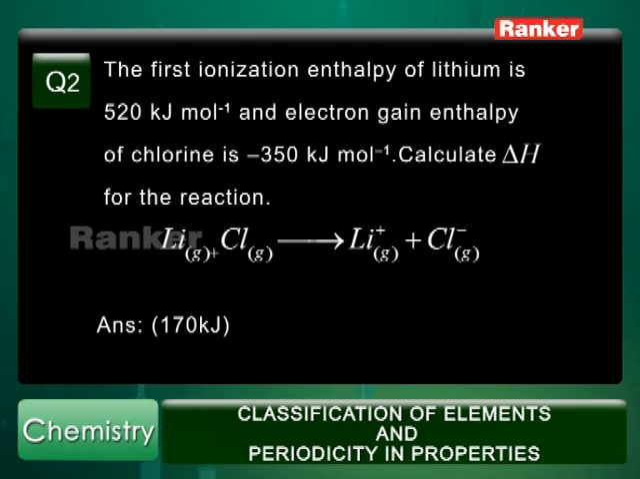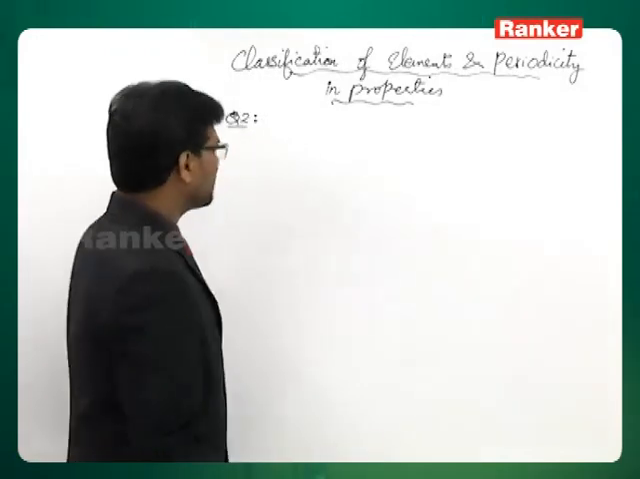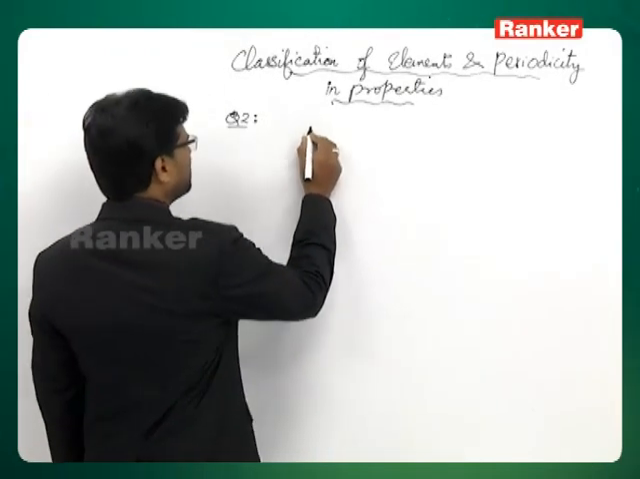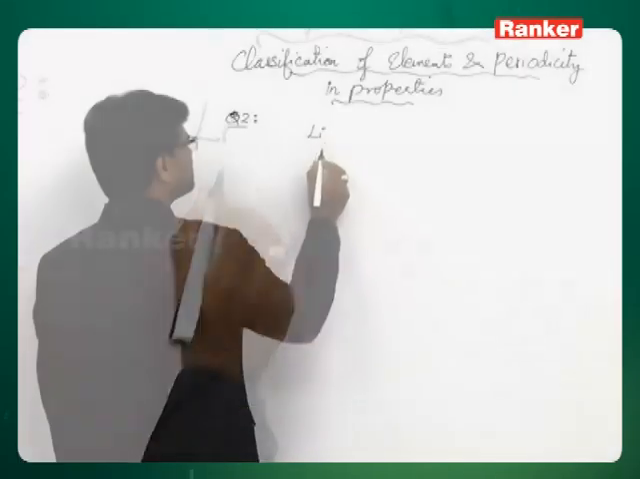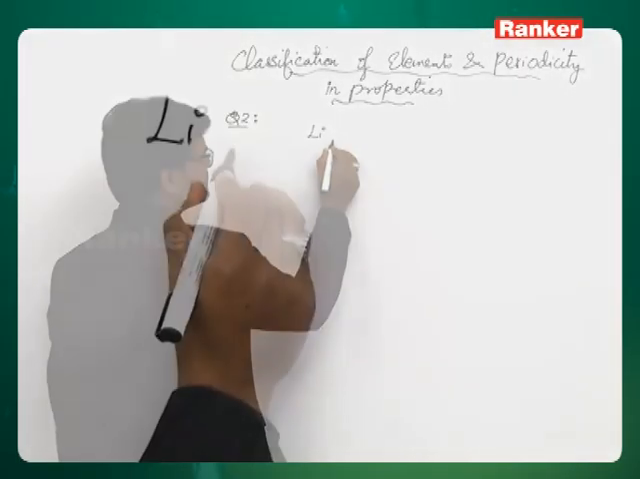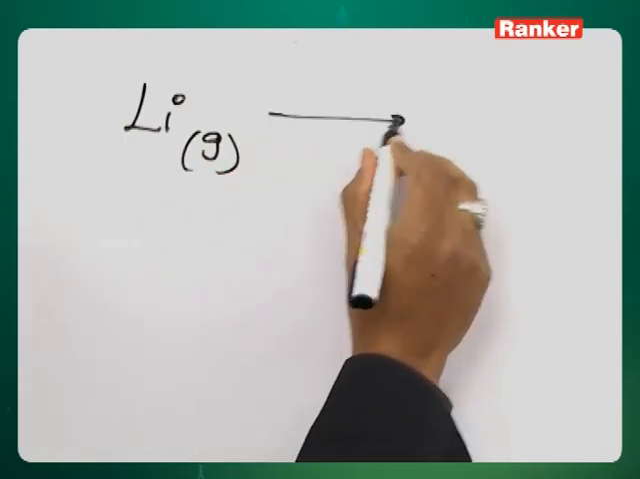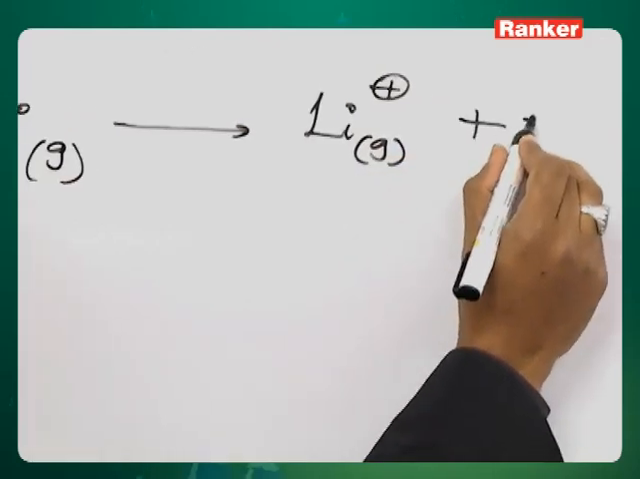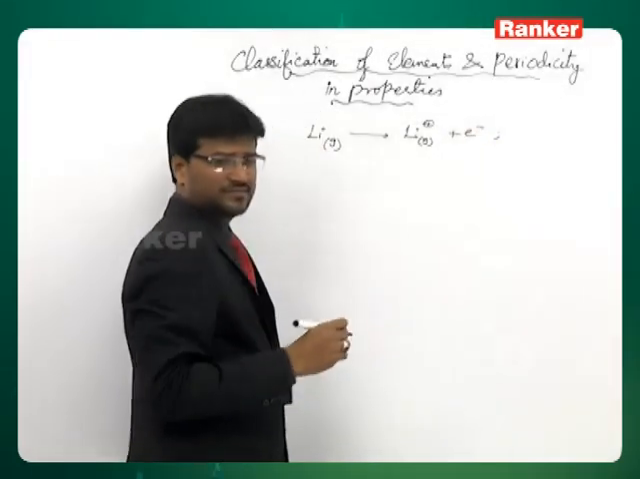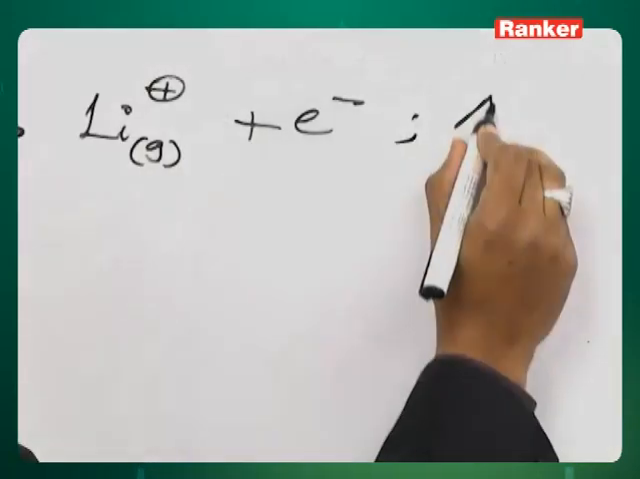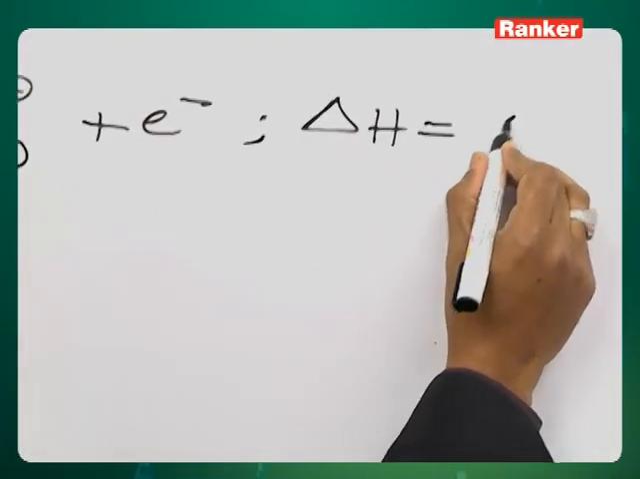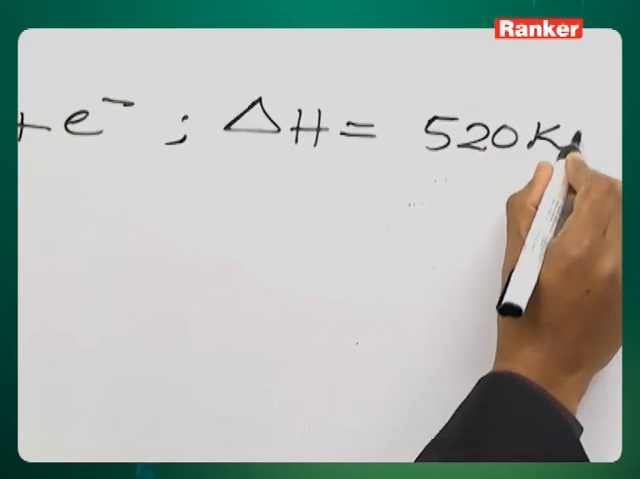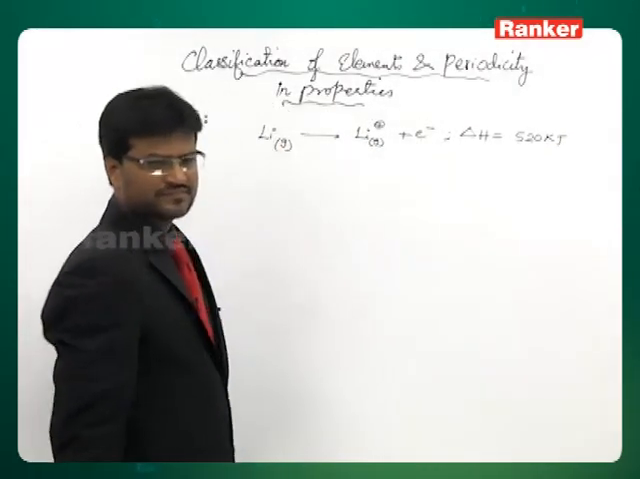Li gas plus Cl gas gives Li plus gas plus Cl minus gas. So, it is just a matter of adding the two thermochemical equations. Now, the thermochemical equation you write for the ionization enthalpy of lithium is Li gas gives rise to Li plus gas plus electron, and the energy change in this process is 520 kilojoules. This process is endothermic, so it is 520 kilojoules plus.